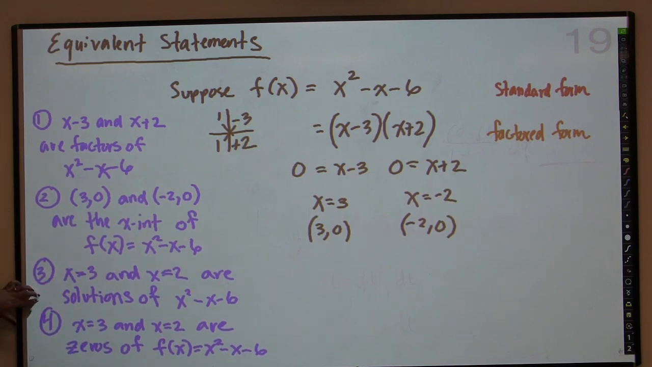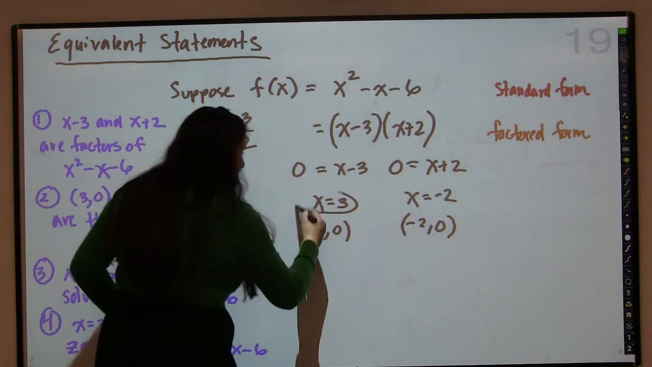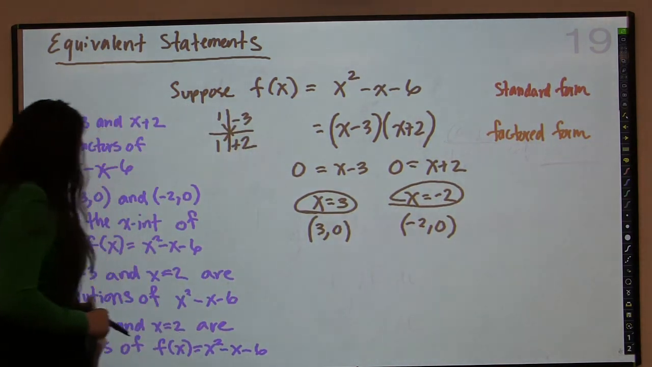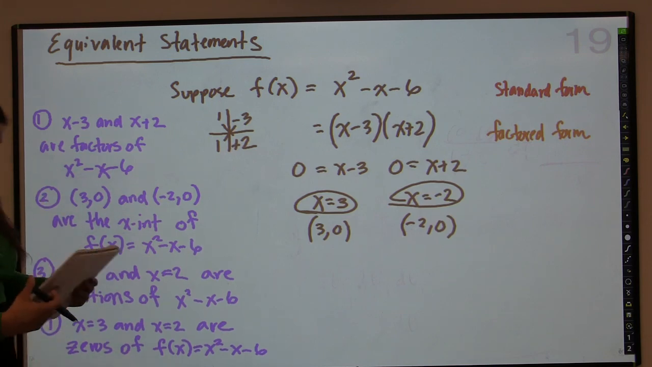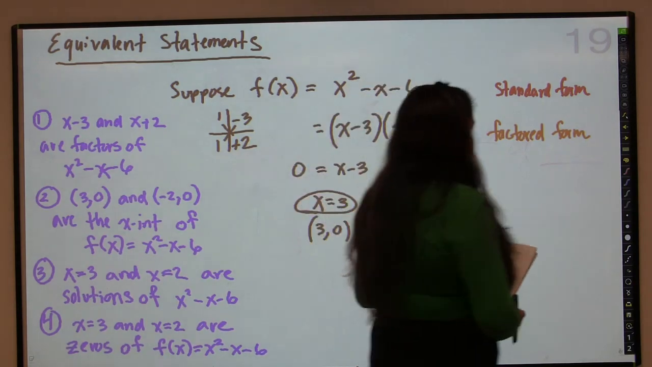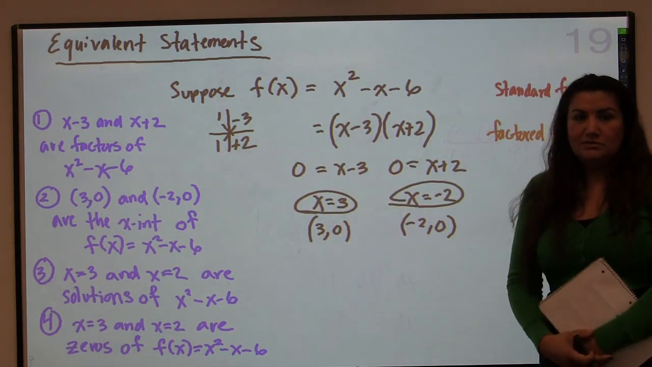Statement 3 is that x equals 3 and x equals -2 are solutions. Another way of calling that is this is the solution to my problem. Number 4 is x equals 3 and x equals -2 are zeros. So saying something is a 0, saying it's a solution, saying it's the x-intercept, they're all the same thing. They're just written in different ways. So you have to keep that in mind. Make sure that this is in your notes as well, because it's going to come in handy in the future. And that covers today's lesson.